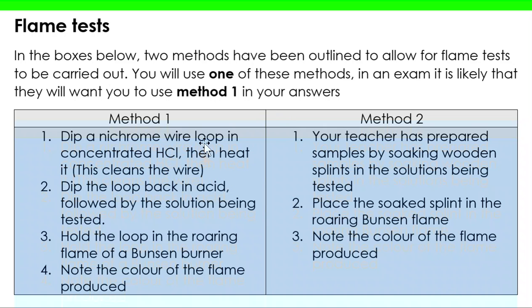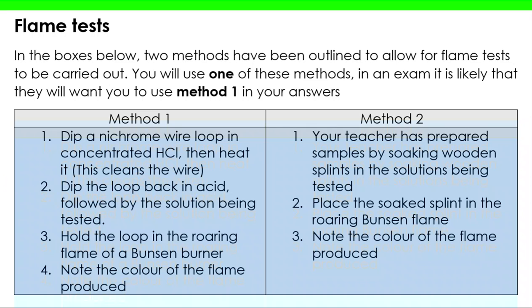We take nichrome wire, put it in concentrated HCl, and then heat it to clean that wire. We can then dip it back in the acid and then dip in the solution that we are testing. Hold that into a Bunsen flame and look at the colour of the flame that's produced. A much simpler method is to soak a wooden splint in a salt of what we want to identify, so the positive ion. We then put that splint into the flame and we see what colour we get.